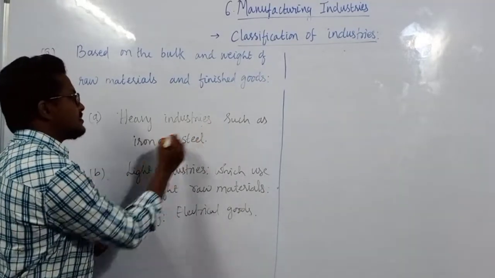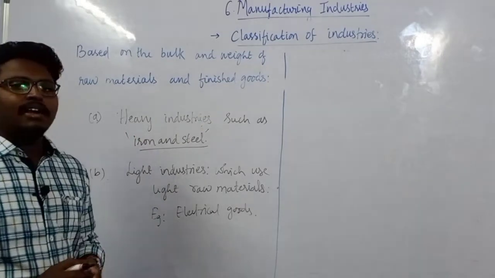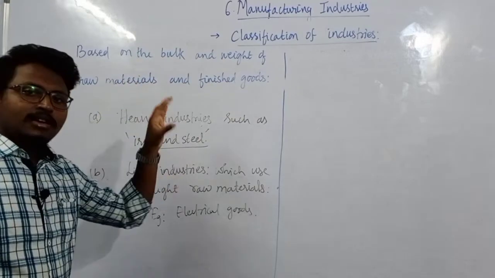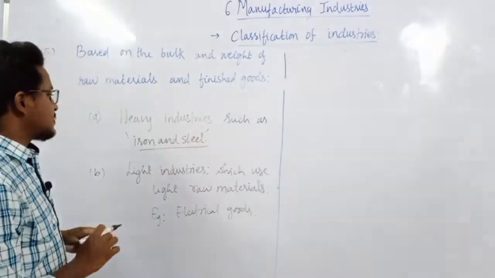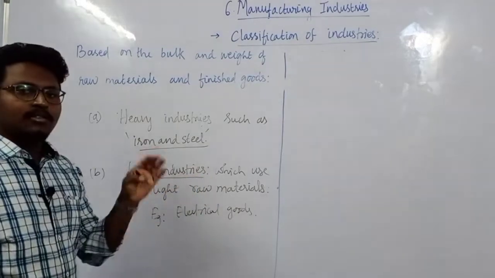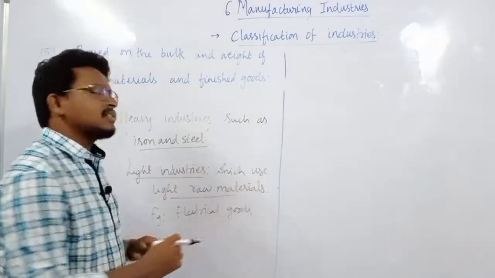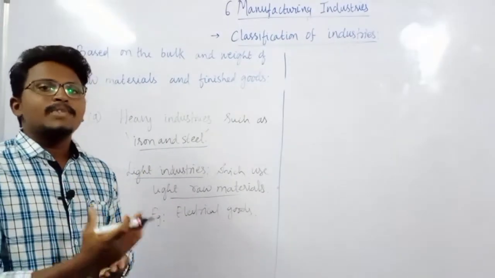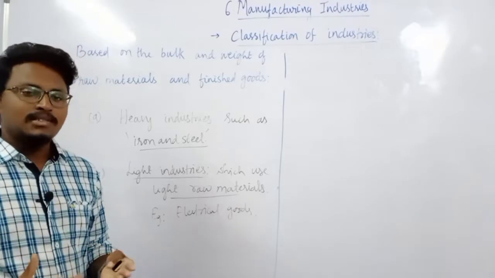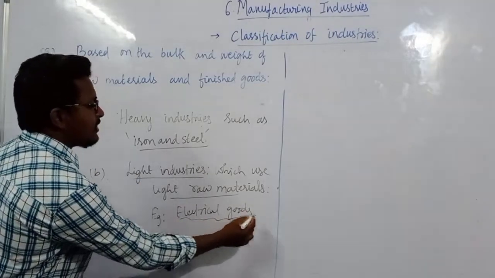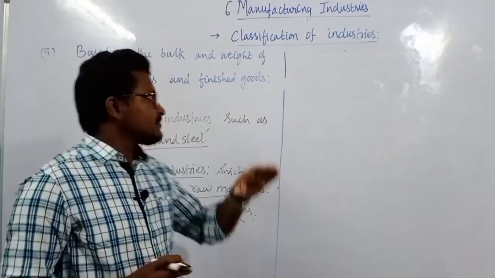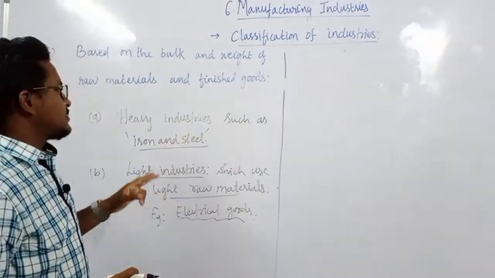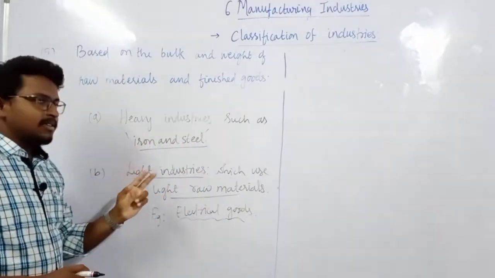For heavy industries, the best example is the iron and steel industry, because the raw material is bulky and the weight is very high. And the next one is light industries, which use light raw materials and produce light goods. That means the weight of the raw material is very less and the weight of the output is also very less. The best example is electrical goods. So based on the bulk and weight of the raw materials and finished goods, 2 types of industries are there: heavy industries and light industries.